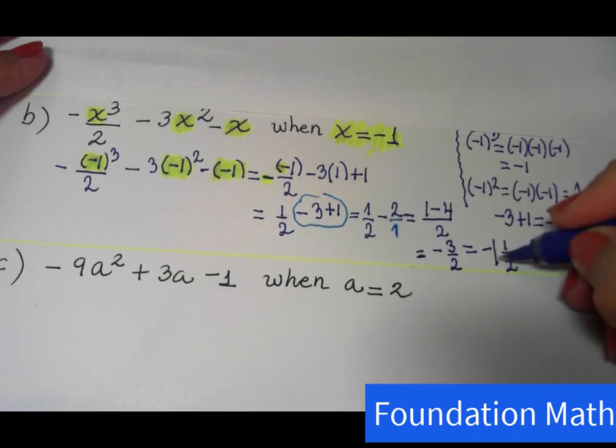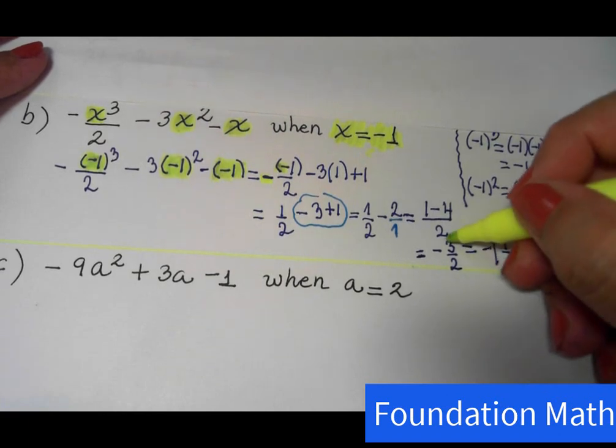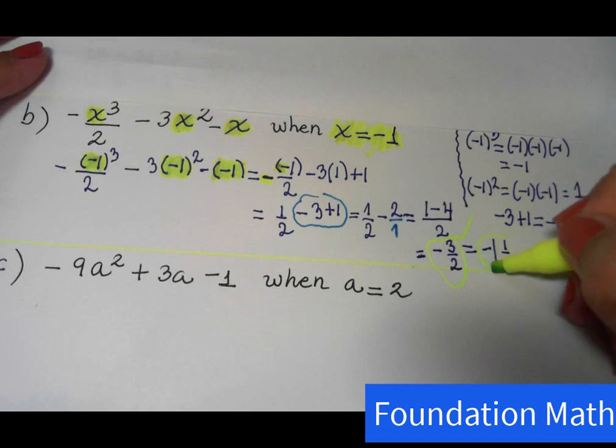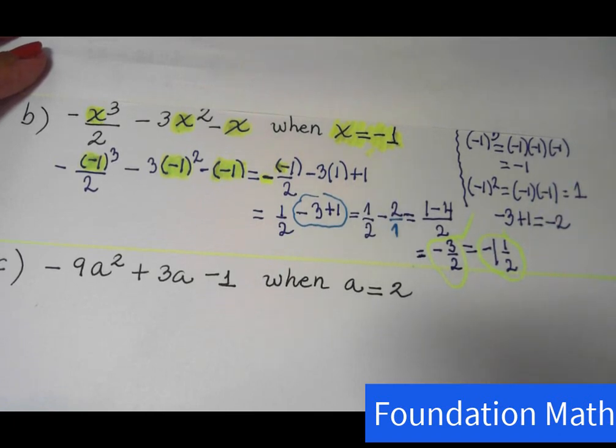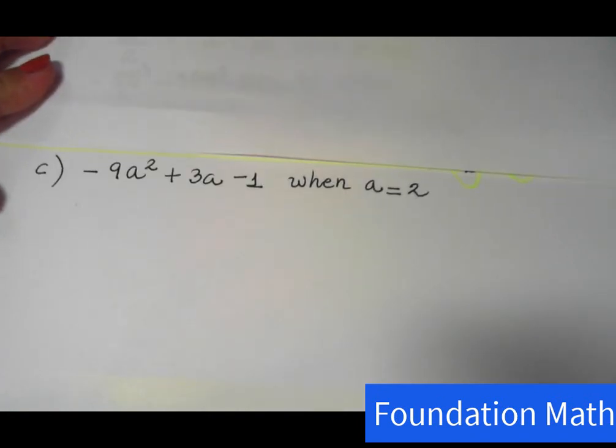Why? Because 2 times 1 is 2 plus 1, 3. So your right answer could be negative 3 over 2. That's right. Or you have to choose maybe negative 1.5. This is the right answer. Okay? Now let's move to the next situation.